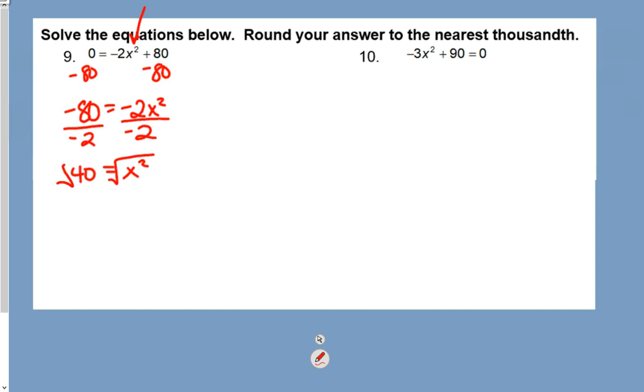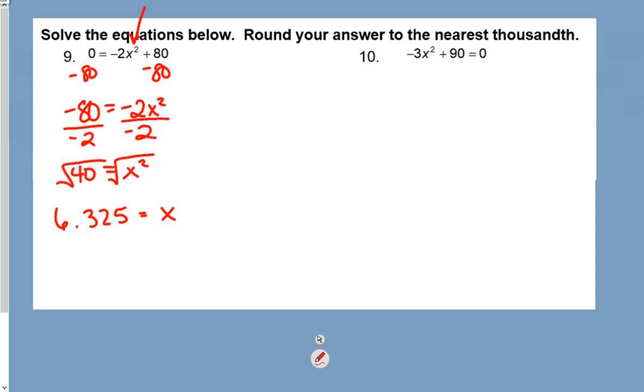When I take the square root of both sides, here's where the calculator comes into play. The square root of 40 is not a whole number. We know 6 times 6 is 36. We know 7 times 7 is 49. But that means the square root of 40 is somewhere in between 6 and 7. So if I get a calculator and I take the square root of 40, I get 6.3245, so technically 6.325. That would equal x.